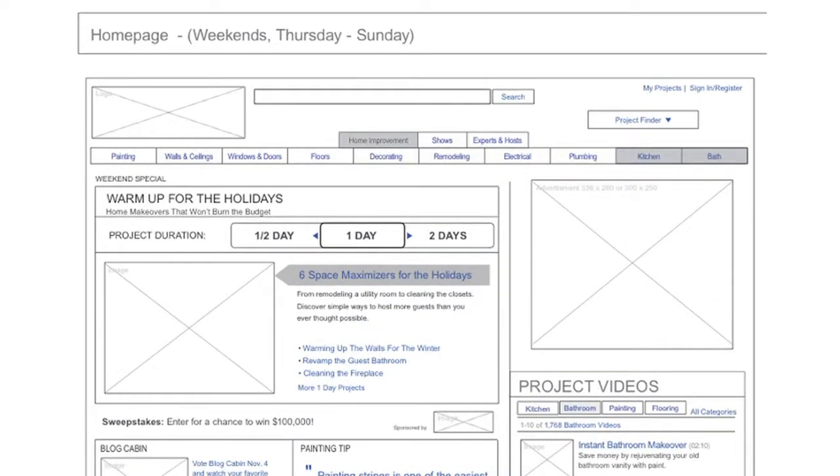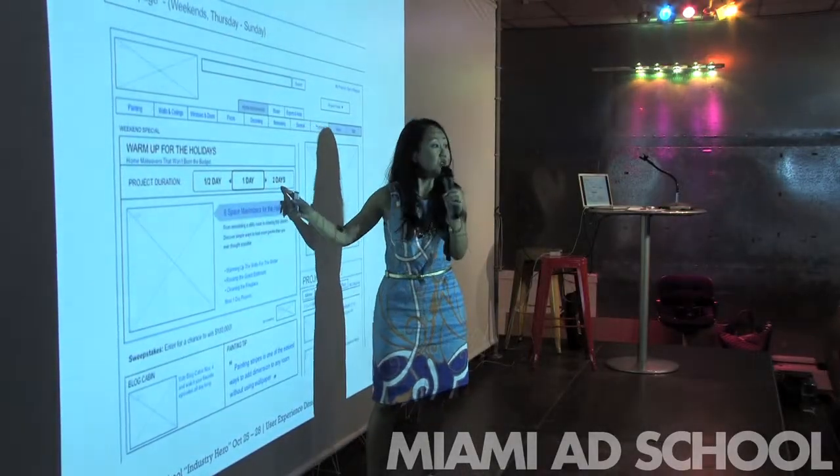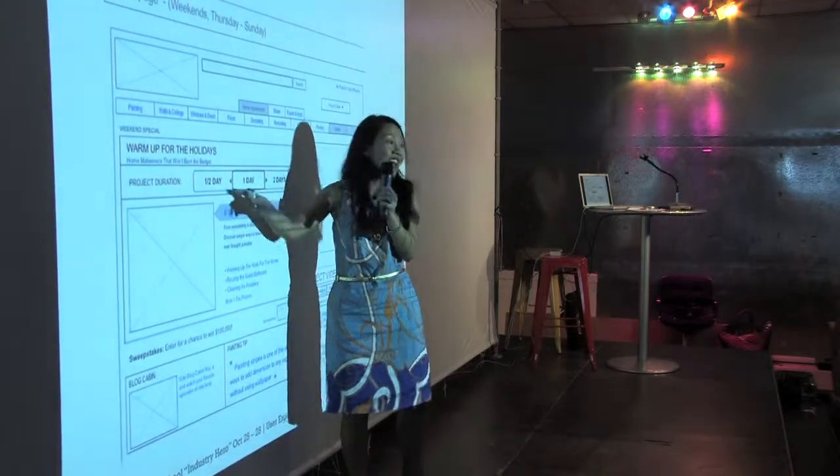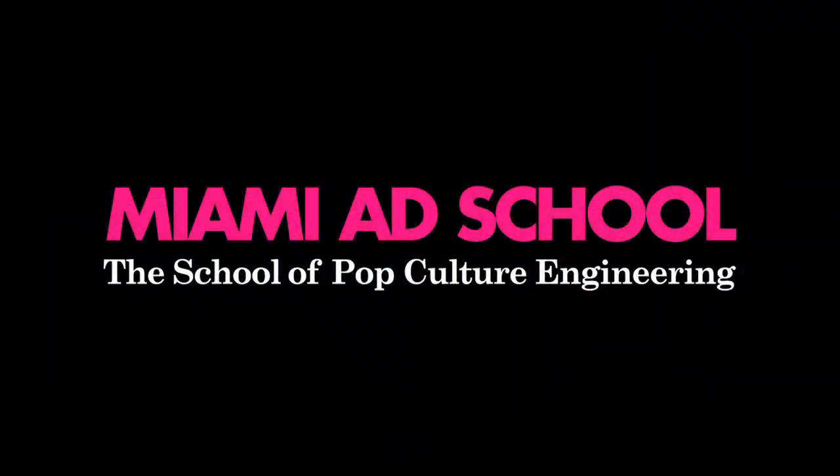That's the weekend version. Okay, and notice how the weekend version calls out, do you want to work on a half day, a 1 day, or a 2 day project? So that's for people who want to work on Saturdays or Friday night all the way through into Sunday. But that's just one example of it.